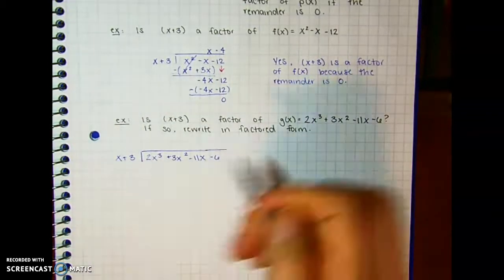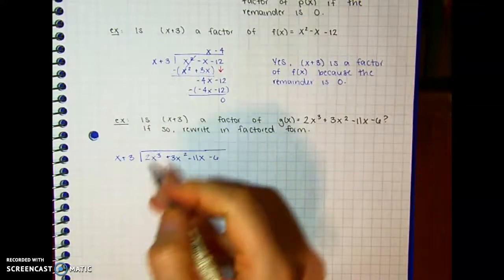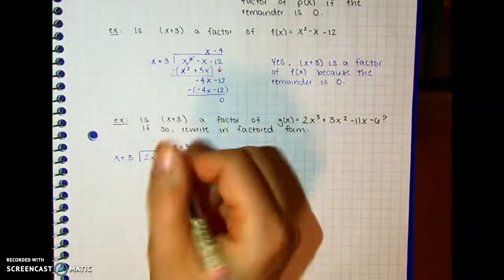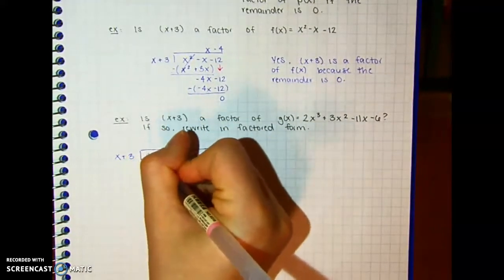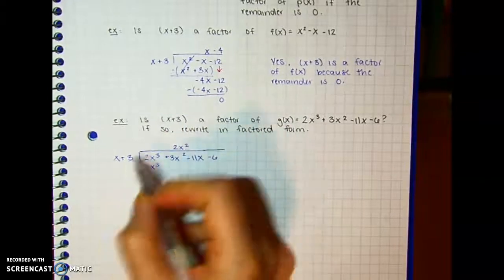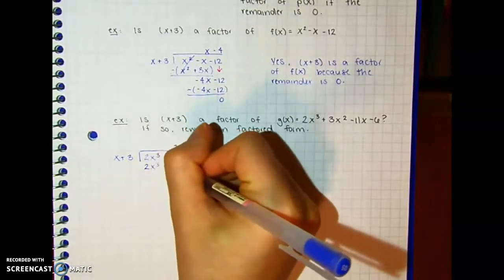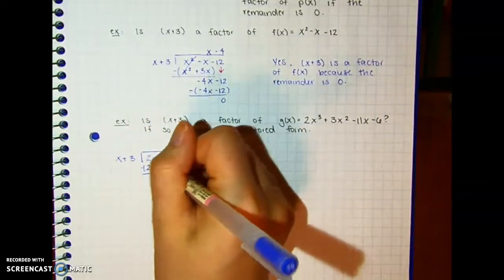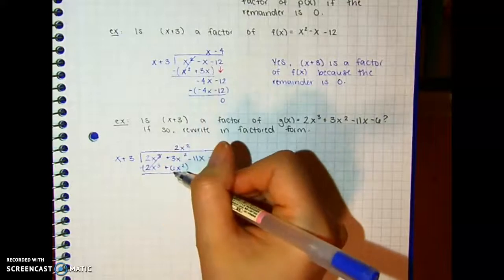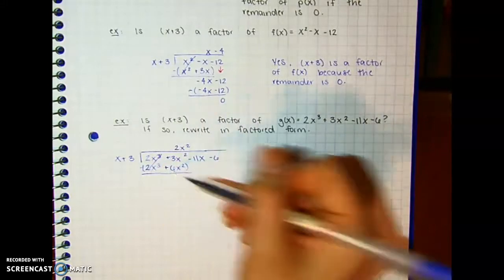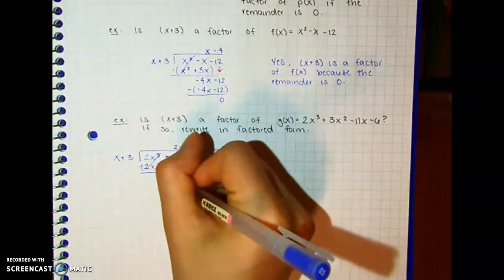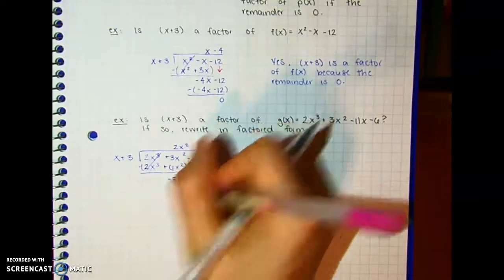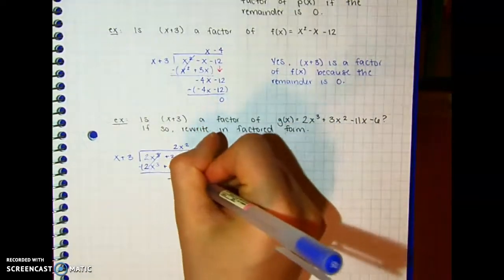And then I'm going to say, okay, what do I multiply x by to get 2x cubed? So that's going to be 2x squared. And we multiply by x to get 2x cubed. And then we do 2x squared times 3, so 6x squared. And subtract. So these cancel, and 3 minus 6 is negative 3x squared. Bring down our minus 11x.